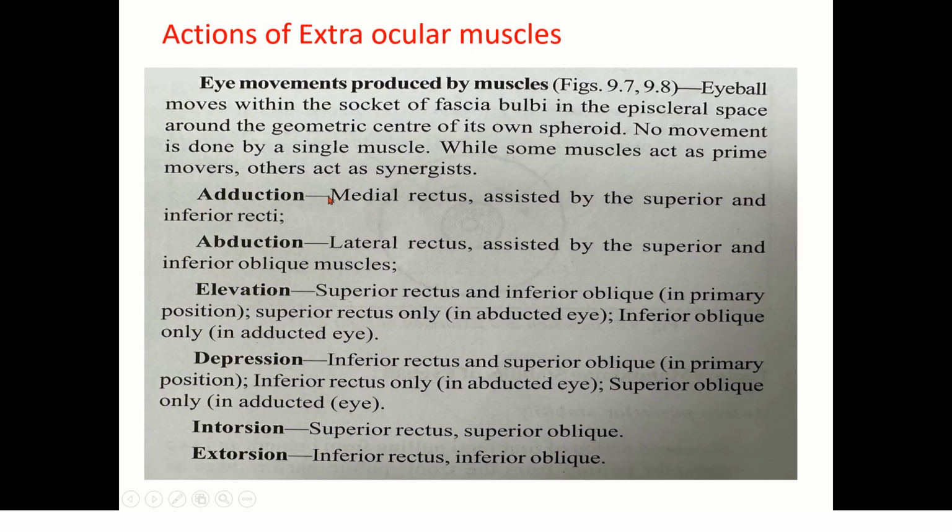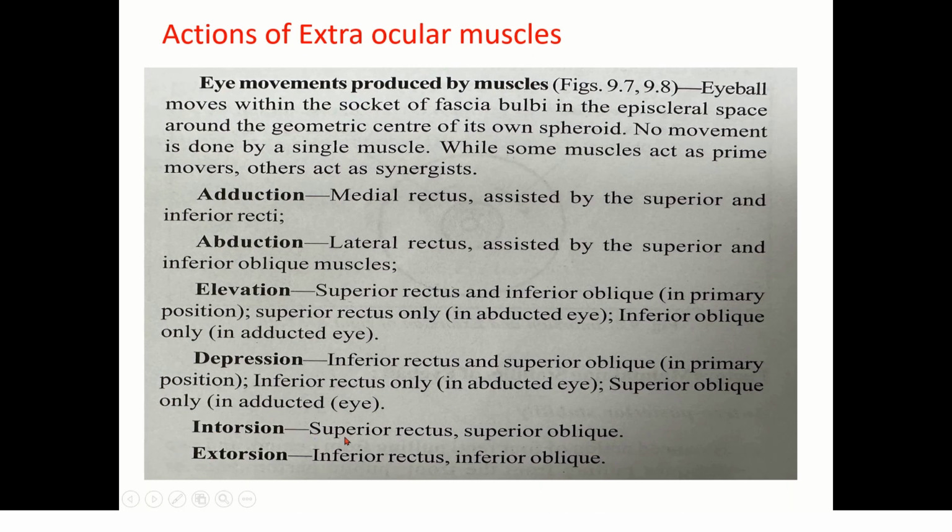If you see adduction, the main muscle for adduction is medial rectus. It is assisted by both recti, superior rectus and inferior rectus. Abduction is mainly by lateral rectus, assisted by superior and inferior oblique muscles. So obliques are abductors, recti are adductors. For elevation: superior rectus and inferior oblique in primary position, superior rectus only in abducted eye, inferior oblique only in adducted eye. For depression: inferior rectus and superior oblique in primary position, inferior rectus only in abducted eye and superior oblique only in adducted eye.